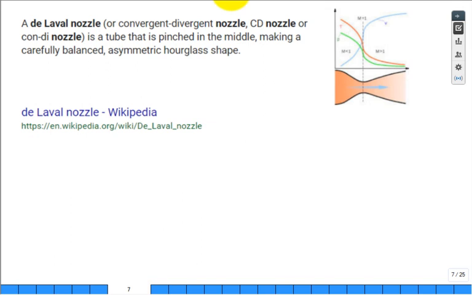So I believe it's a French engineer or French scientist named De Laval, studied this and was the first, and so they attach his name to a nozzle in which you can get supersonic flow. And so if you just have a converging section and that's it, you cannot get it any faster than the speed of sound.